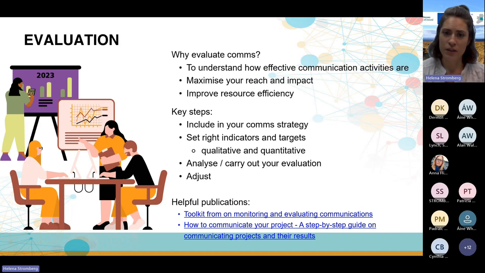Set the right indicators and your targets. These can be qualitative and quantitative. So you can look at surveys of events. How did people feel after the event? Did they get the information they wanted? How did people engage with your messaging? How many people attended your webinar, for example? Those are all qualitative and quantitative indicators that you can look at. Analyze and carry out that evaluation, and then from that evaluation, adjust your technique or your messaging or the platforms that you're using or how you're using, perhaps when you're using those platforms, just to get the best strategy for your own project.